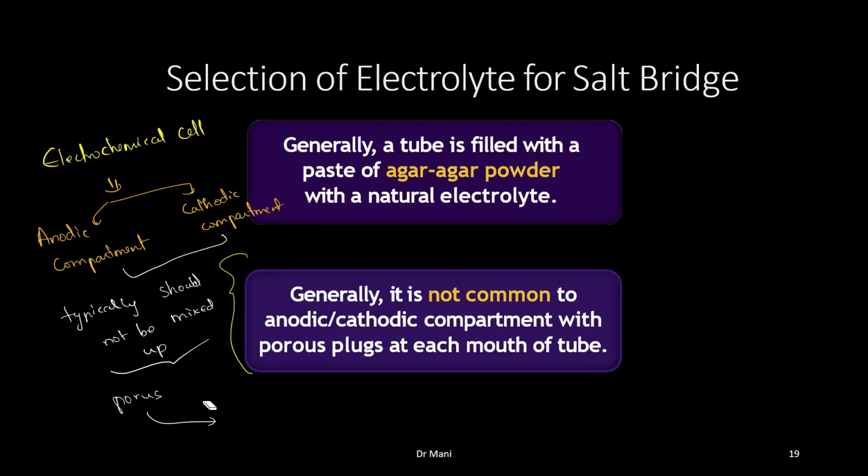So is this clear? Generally it is not common to anodic cathodic compartments with porous plugs at each mouth of the tube. So what does that mean? Electrochemical cell is there, an anodic compartment, a cathodic compartment. They typically should not be mixed up. That means whatever the anions and cations, the positives and negatives created, should not get in contact. So there is no need for the porous plugs. Not common to anodic cathodic compartment with porous plugs means there is no need of this method, but still we use it, the reason being that whatever is formed can move.